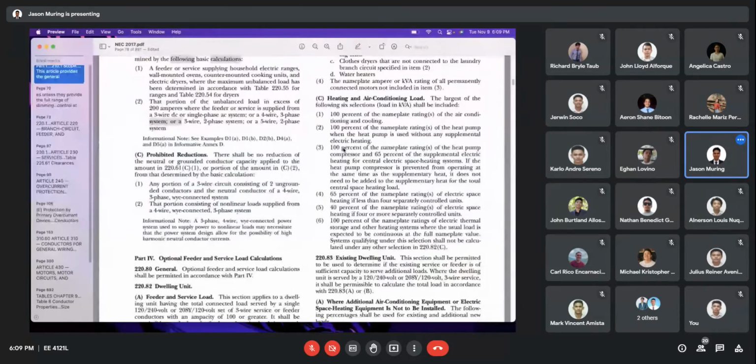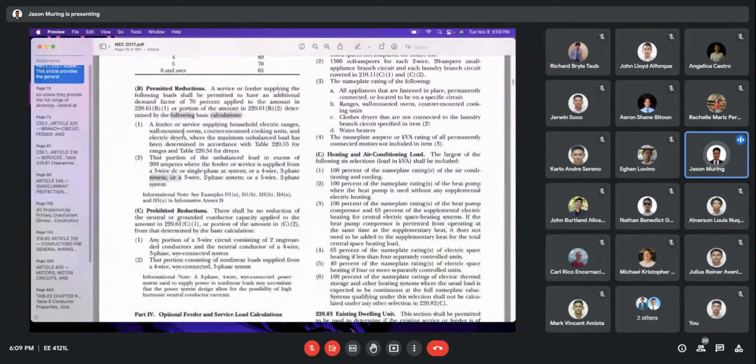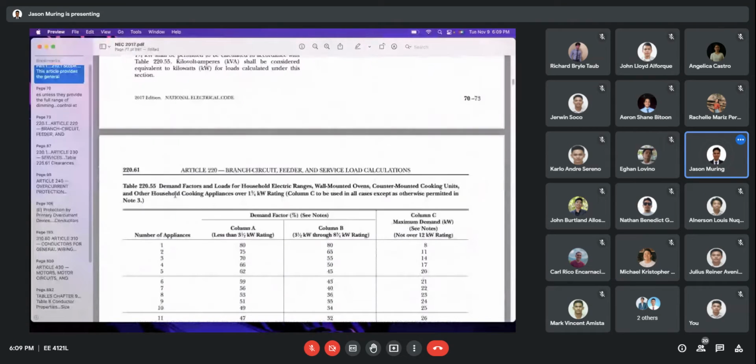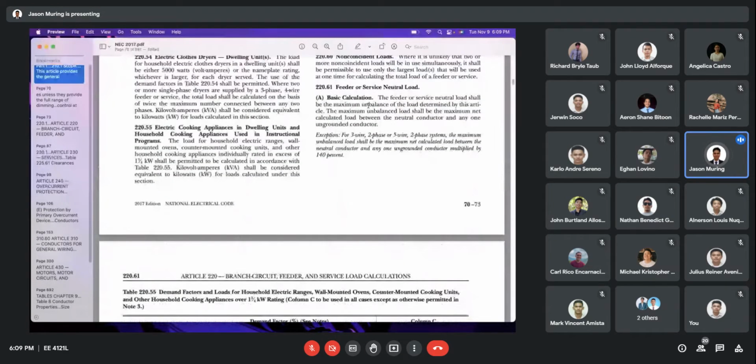So what we're going to do is apply 70%. There is what we call the permitted reduction. Where is A? Yes, A is for the basic calculation. Basically it says the neutral should be based on the maximum unbalance.